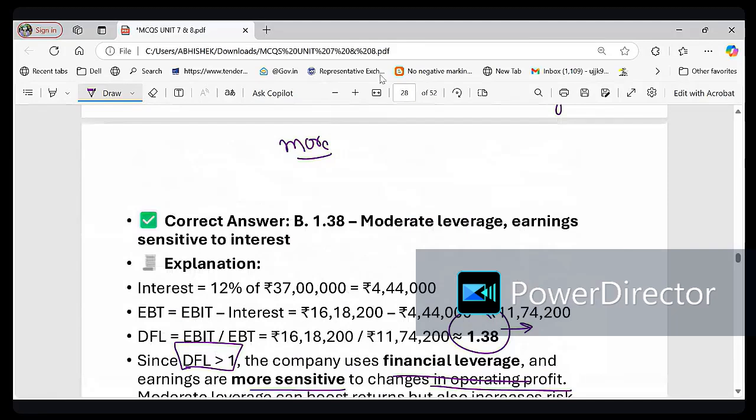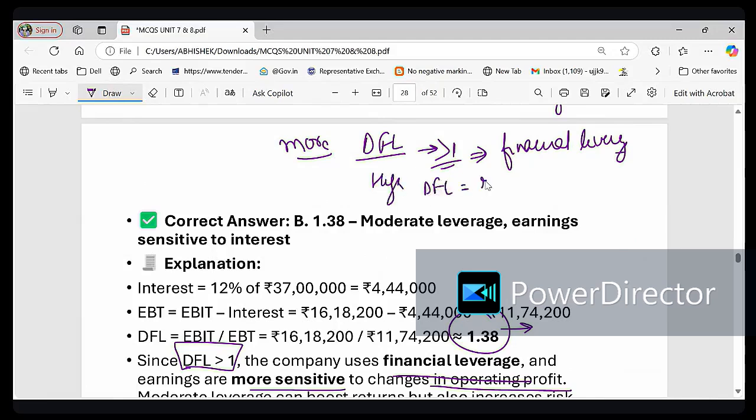This is a very, very important thing, please remember. DFL, degree of financial leverage, tells us how much the interest cost magnifies the profit change. If it is greater than 1, it means there is financial leverage. And if DFL is higher, it means risk is also higher and reward is also higher. And this 1.38 is a moderate DFL. It's called balance. But still risky if earning falls, right?